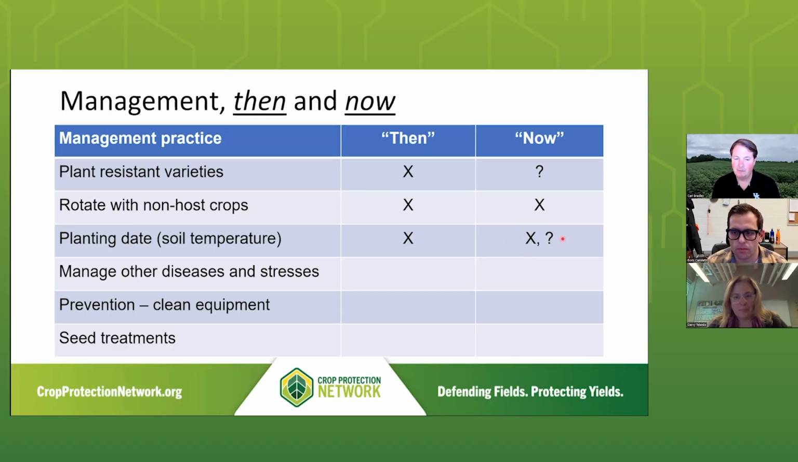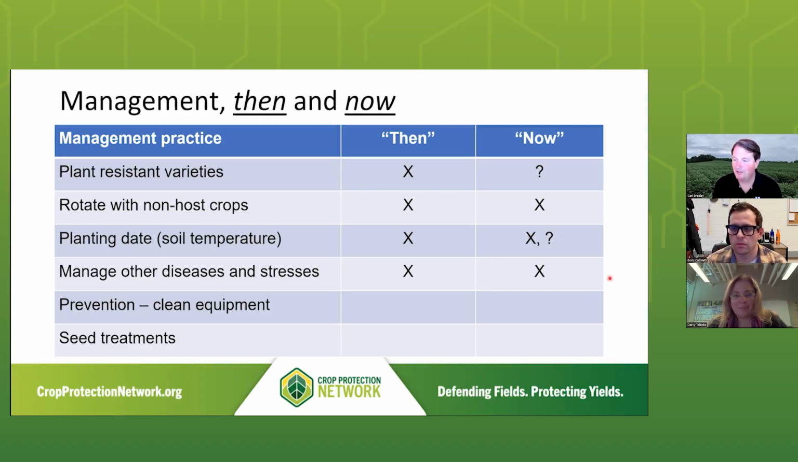A lot of this maybe goes back to, are we dealing with isolates of this fungus that are maybe different than what was worked on in the 1980s and 1990s in the South? So there's still some questions there on how planting date may impact disease. And of course, managing other diseases and stresses, that's always important. Continue to do those kinds of things.